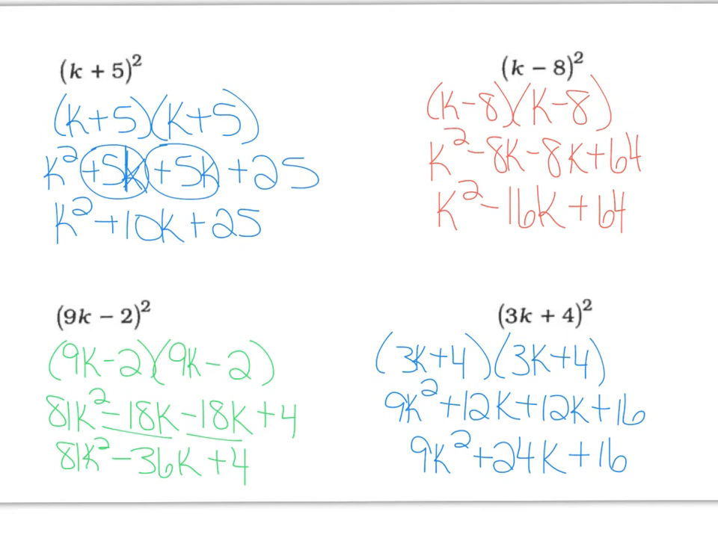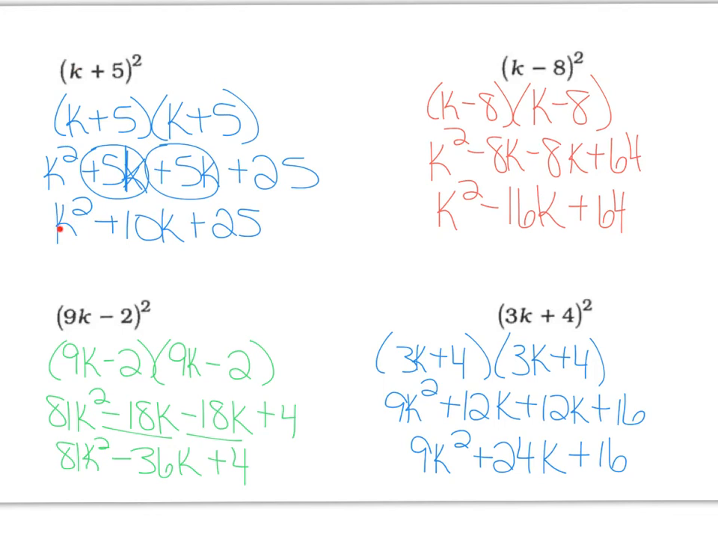A couple of things to notice. Notice that if the binomial is addition, then your middle term will also be addition. If the binomial is subtraction, your middle term will be subtraction. Notice the last term is always positive. The first term will always be positive. Couple other things to notice.